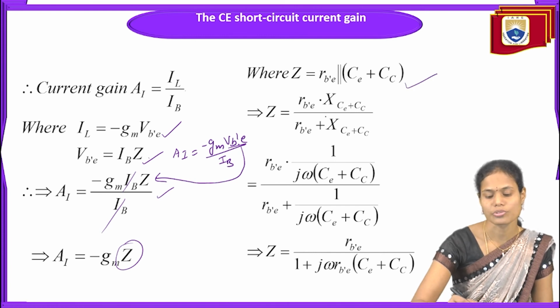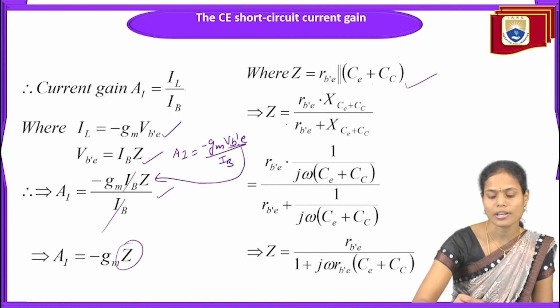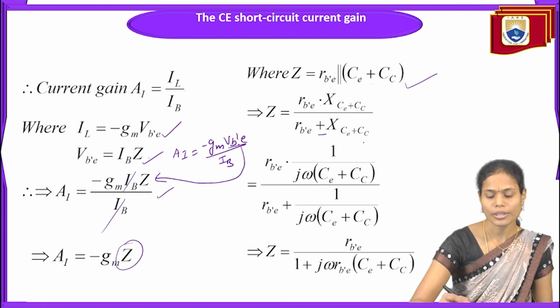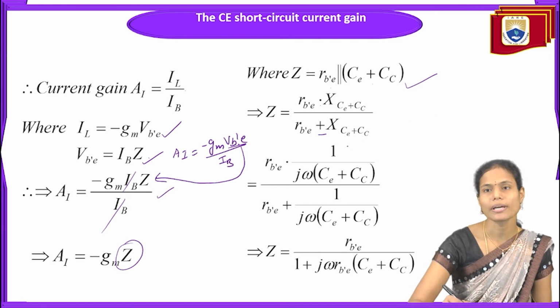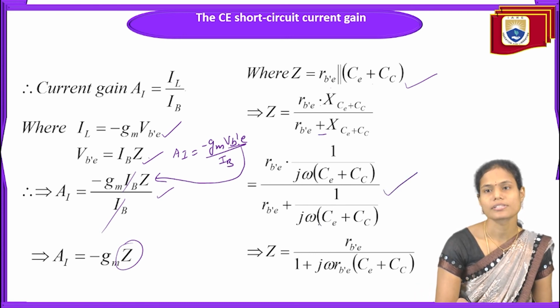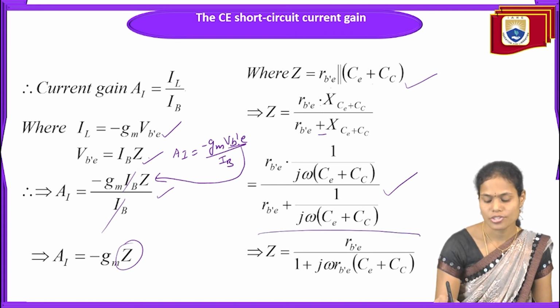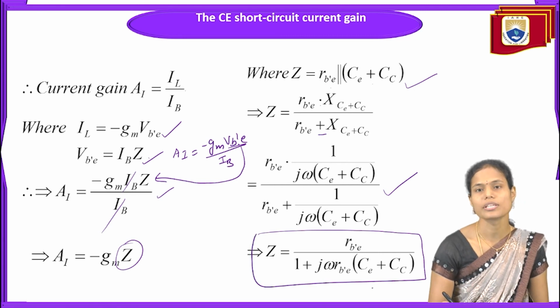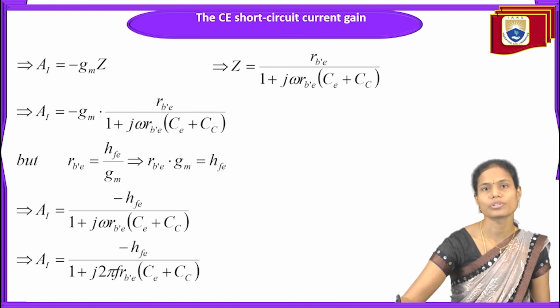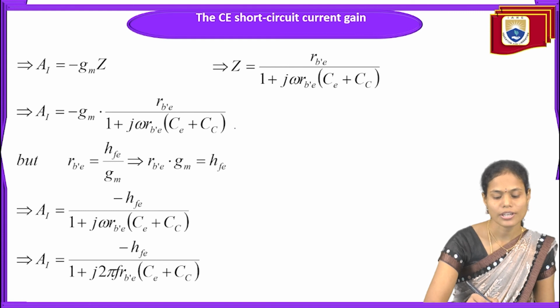So substituting those values, these two in parallel we can write as r_b'e into the reactance of these two capacitances, X_(Ce+Cc), divided by r_b'e plus X_(Ce+Cc). Okay, this reactance I am writing as 1 by j omega C. After taking the LCM and simplification, we will get r_b'e divided by 1 plus j omega r_b'e into (Ce plus Cc). Now substitute this Z value here. After substituting the Z value, we will get this much.